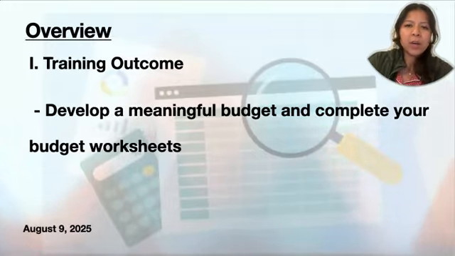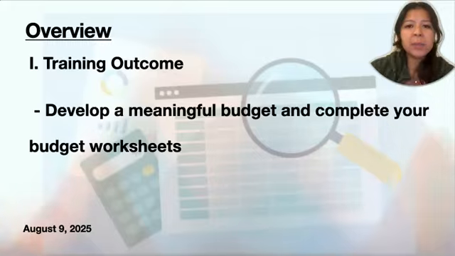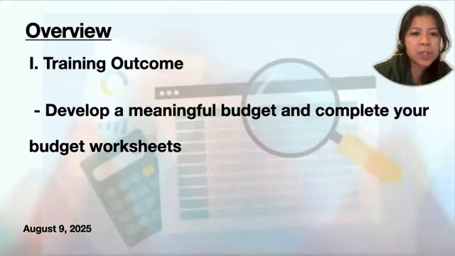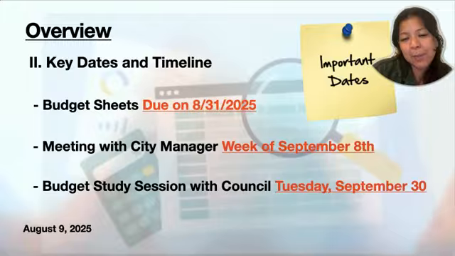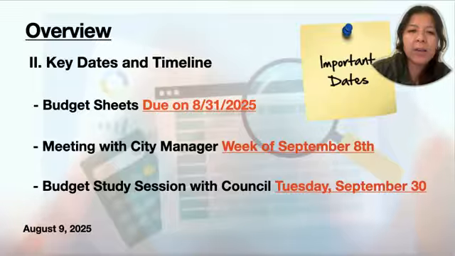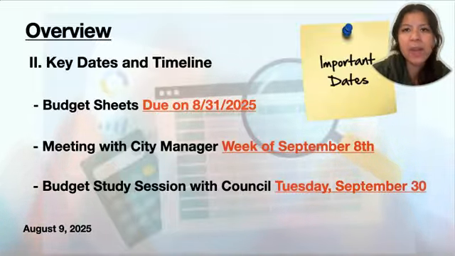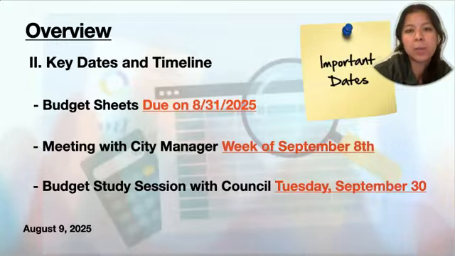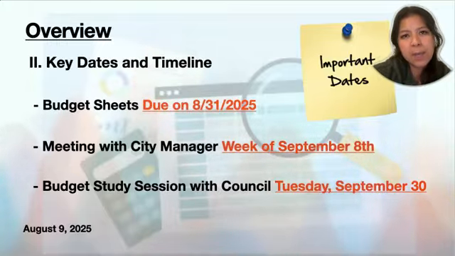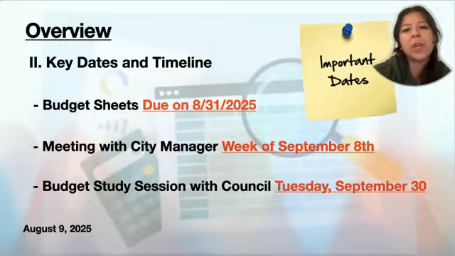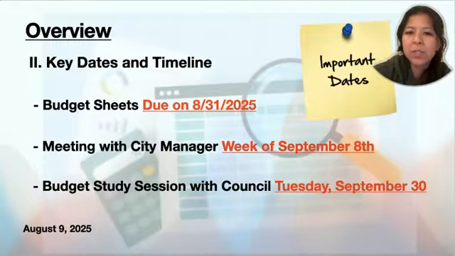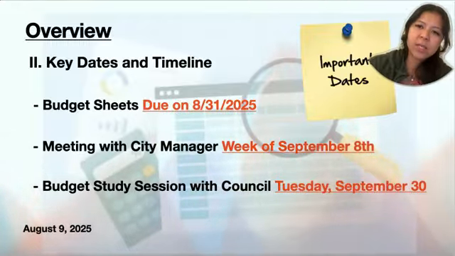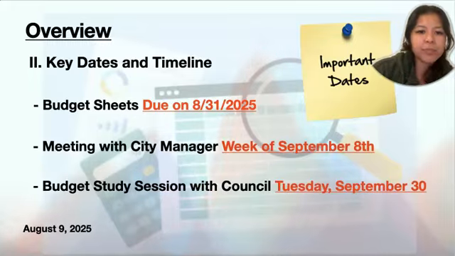So our training outcome for this session is to develop a meaningful budget and complete your budget worksheets in a timely and effective manner. Because we have some key dates and timelines to keep in mind, we have our budget worksheet deadline, which is due on August 31st, 2025, so you'll have a few weeks to complete your department budget worksheets. The meeting with the city manager on your completed worksheets will happen the week of September 8th, and lastly, the budget study session with council will happen on the evening of Tuesday, September 30th.